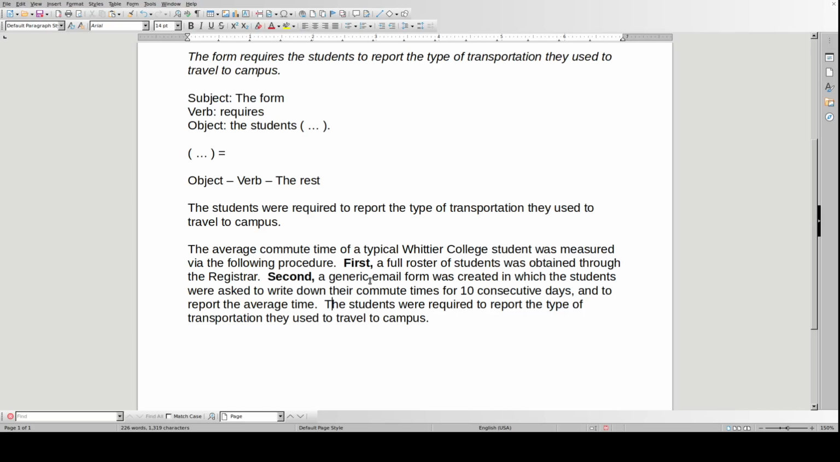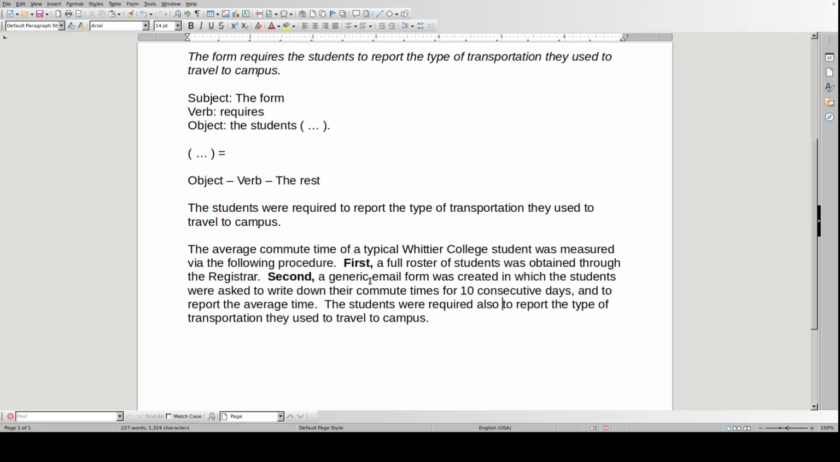But what if there was a way to modify the second sentence so it just flowed without having to stick in too many extra words? The students were required also to report the type of transportation. You could stick also in one of two places. You could stick it after the infinitive: the students were required to report also the type of transportation. I think it doesn't sound as good there to me, though I could be wrong whether that's technically correct or not. But the students were required also to report the type of transportation they used to travel to campus.